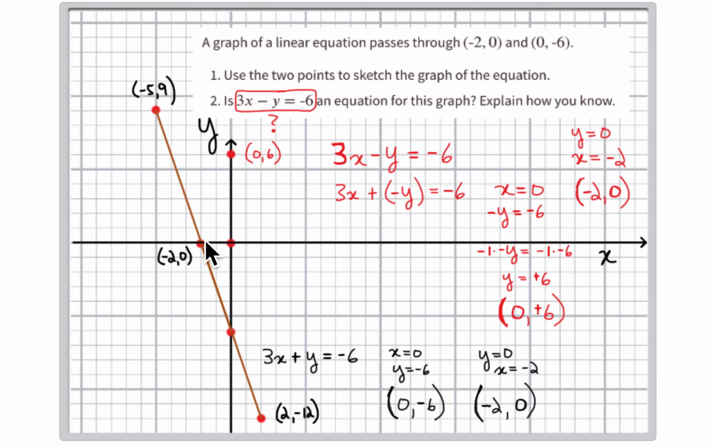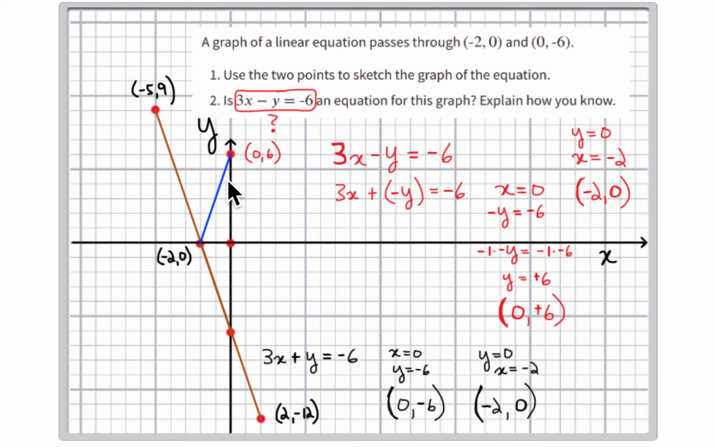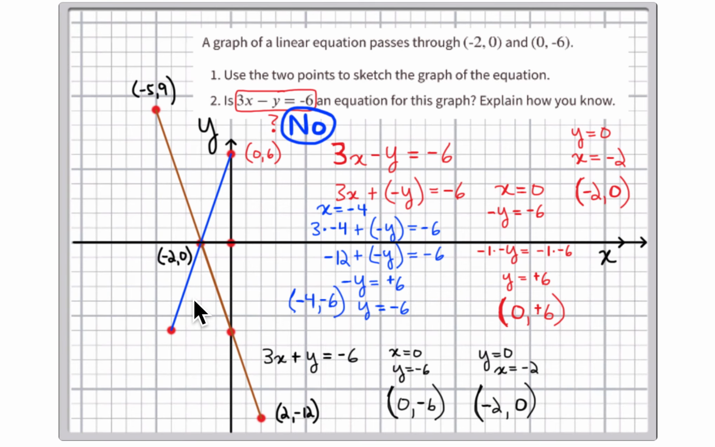So let's connect those points. So this is the line for this equation. This is the line for this equation down here. So the equations are different. And let's extend this line out a little bit farther. So we can do that by choosing x equals -4. So if we do that, x equals -4, so 3 times -4 is -12. So it's -12 plus a negative y. That equals -6.